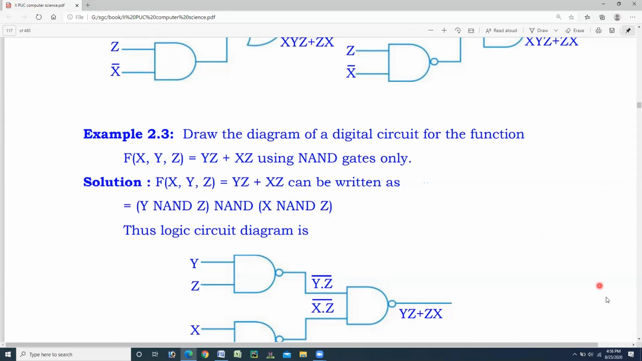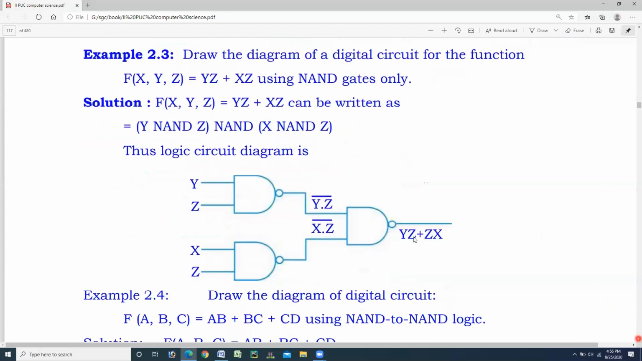Now you can design a circuit diagram for the given expression. First, y NAND z is there. Y and z are the two inputs for this first NAND gate. Now the second one, x NAND z. One more NAND gate is taken, and its two inputs are x and z.